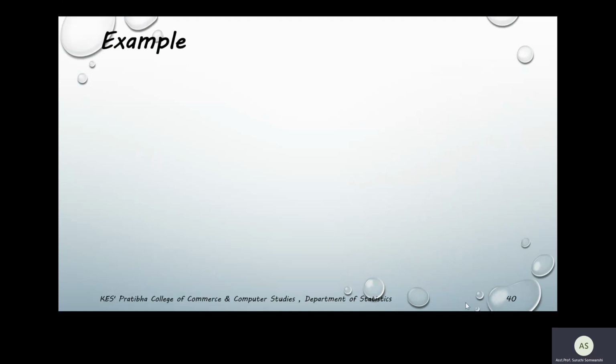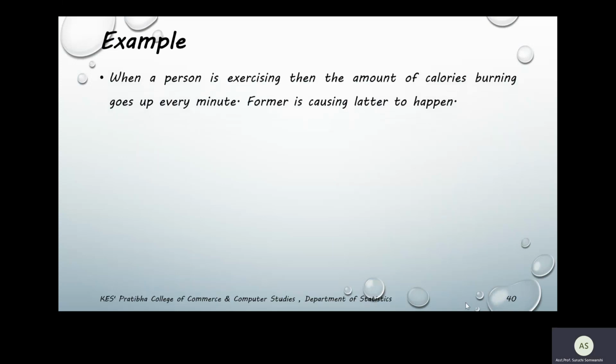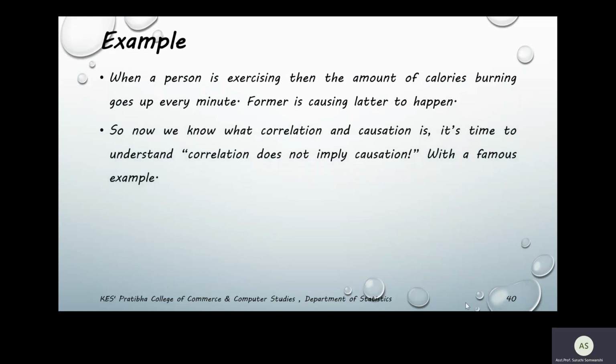Let's see this with some more examples. When a person is exercising, the amount of calories burned goes up every minute. The former is causing the latter to happen. So when you perform the exercise, your calories are going to burn. So exercising is causing the burning of calories. So here the cause and effect relationship exists. So now we know what correlation and causation are. So it's time to understand correlation does not imply causation with a famous example.